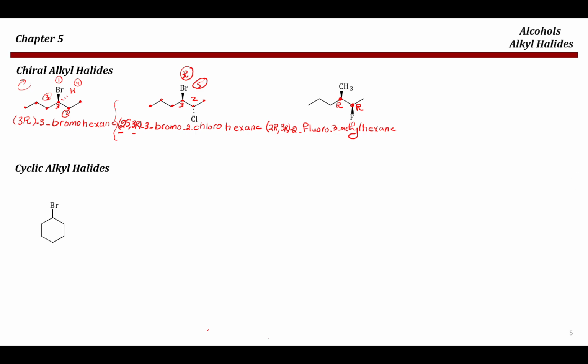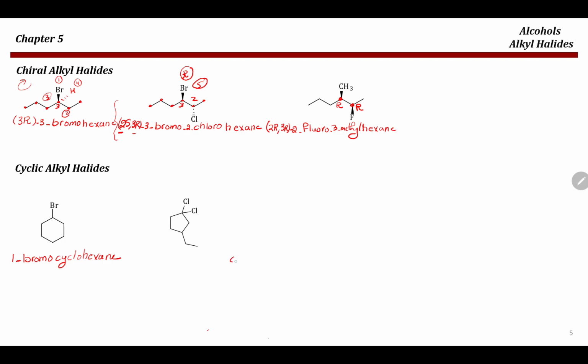If we have a cyclic alkyl halide and just have one branch, then this branch will be definitely at position 1. So this is a bromo cyclohexane, and bromine will be at position 1.